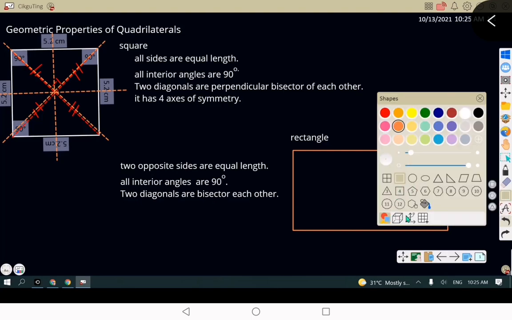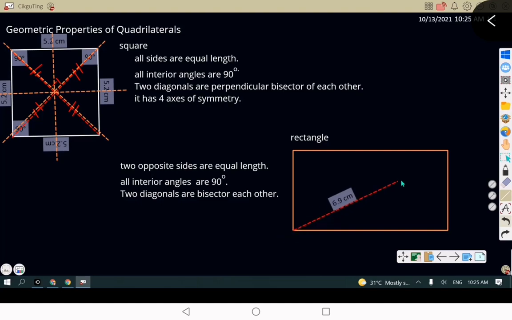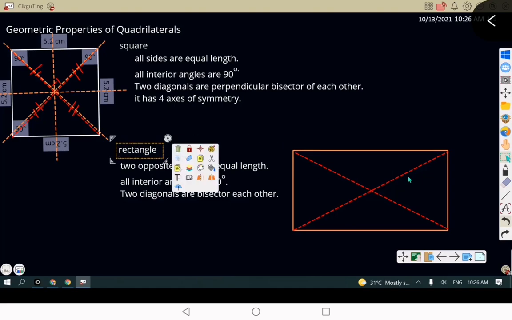The diagonals here have different lengths. This one is a diagonal, this one is another diagonal, making two triangles. In this quadrilateral, the two diagonals only bisect each other. They do not intersect at 90 degrees, so we cannot say perpendicular bisector; that is only for the square. For the rectangle, we can only say the diagonals bisect each other, meaning the triangles are divided into halves equally.